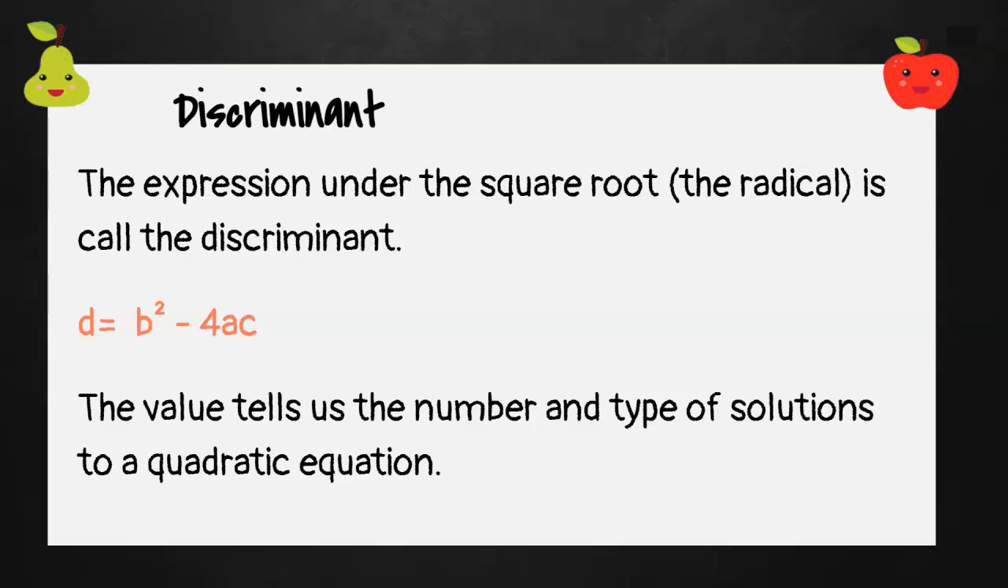Today we're going to learn everything about the discriminant. Now the discriminant comes from the quadratic formula, and it is the expression underneath the square root or the radical. And it's the b squared minus 4ac. Now the value that you get tells us the number and type of solutions to a quadratic equation.